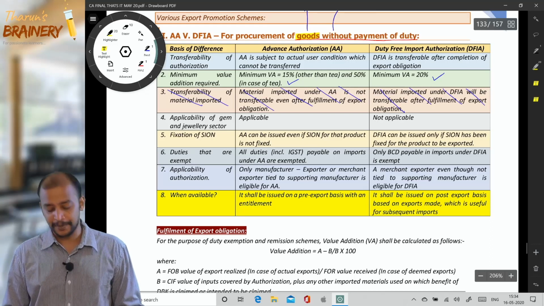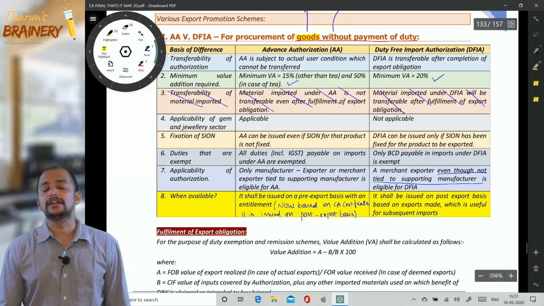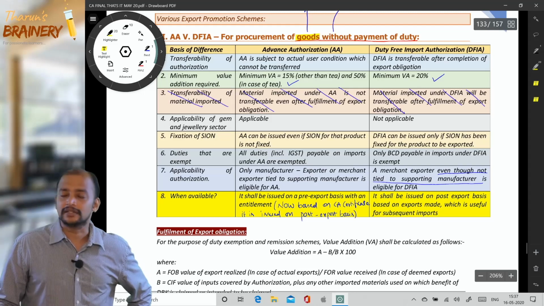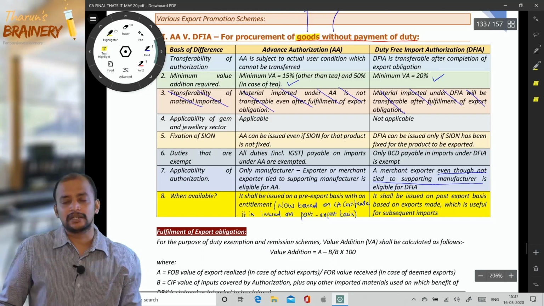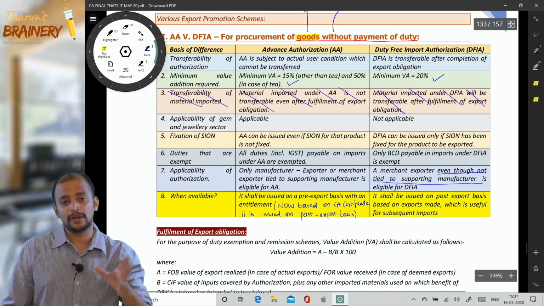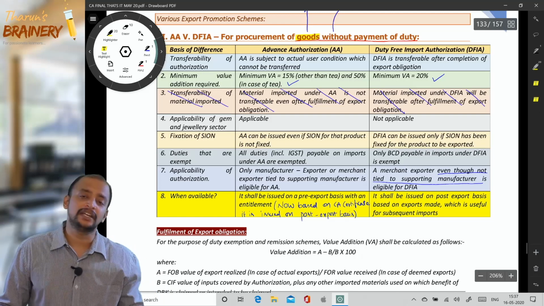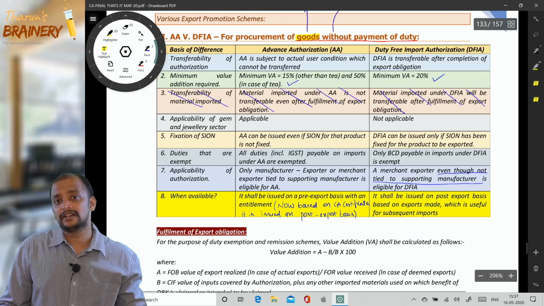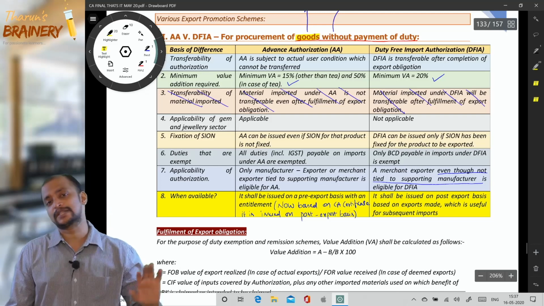That is about DFIA. Now, there is one question. We have struck off one point related to that. I have imported some material under advance authorization. Now, I have completed the export obligation. Can I dispose of that material in the DTA? Normally, yes, I can, both under AA as well as DFIA. Whatever material I have imported under AA or DFIA, the license cannot be transferred, but the material can be transferred after fulfillment of the export obligation.